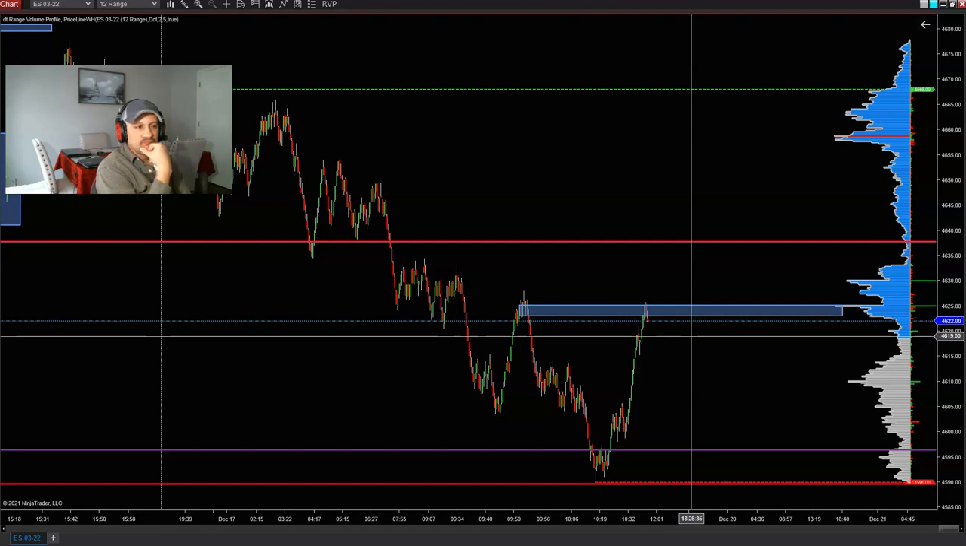But where we're at now, with that blue rectangle, that's an area of supply, just where more selling took place. And we can see price tap back into that area and sellers step back into the market. So, just have to wait.